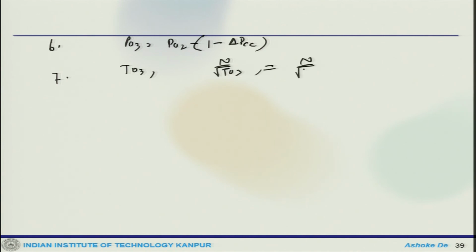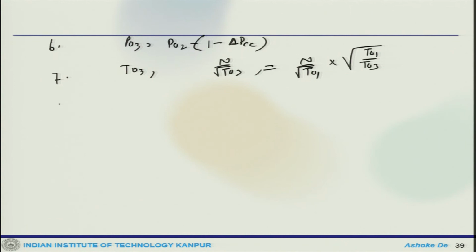Then you get the pressure loss in the combustion chamber, which is P naught 3 equals P naught 2 into 1 minus delta P CC. Then assume the turbine inlet temperature T naught 3, we calculate N by root T naught 3, which equals N by root T naught 1 into root of T naught 1 by T naught 3.